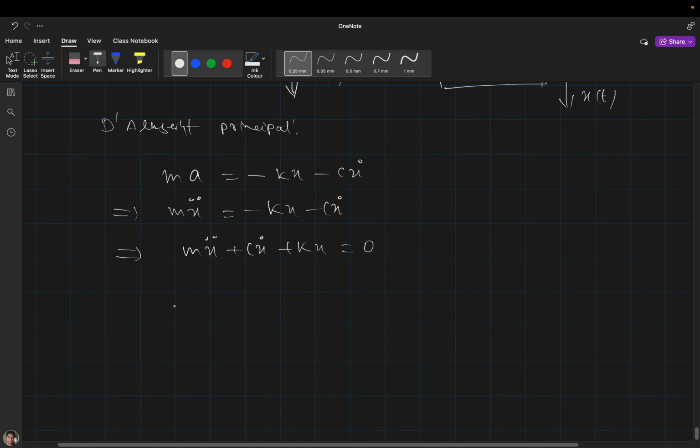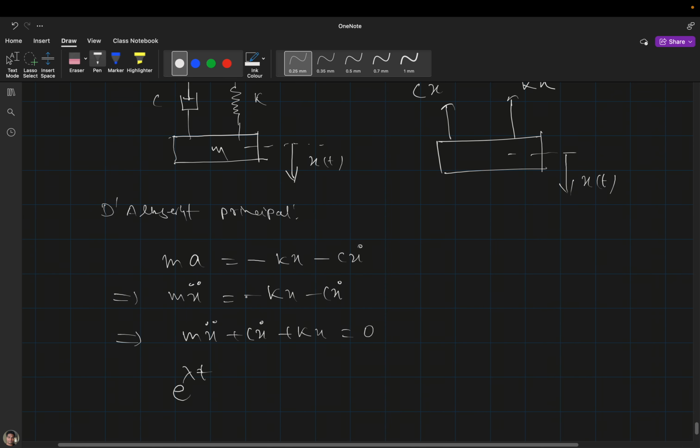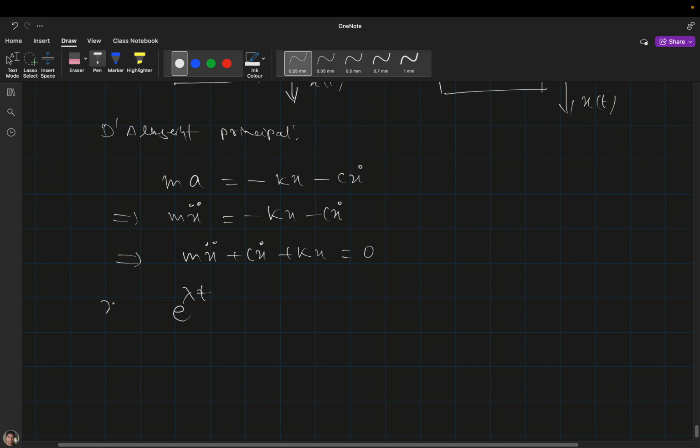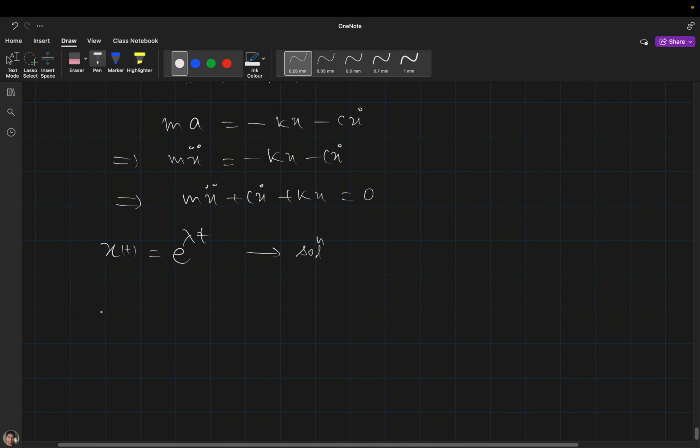Now, since I am using time as the independent variable, I will assume that x(t) equal to e raised to the power lambda t is a solution. Then if you substitute here, you will get m lambda square plus c lambda plus k equal to 0. This is the characteristic equation.